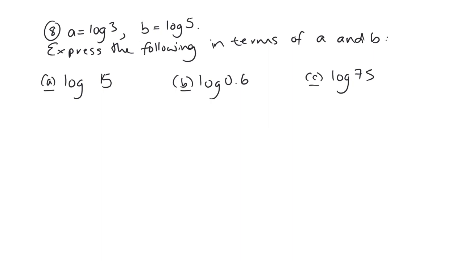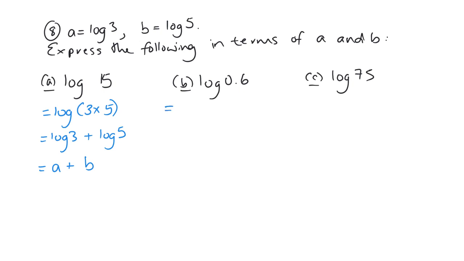Question 8 then. So A is log 3 and B is log 5, and we want to express the following in terms of A and B. So the first thing we have is the log of 15. So we need to see how can we write that in terms of log 3 and log 5. So hopefully it should be obvious that 15 is 3 times 5. I can then write that as the log of 3 plus the log of 5. And then the log of 3 is A and the log of 5 is B. So we can write that as A plus B.